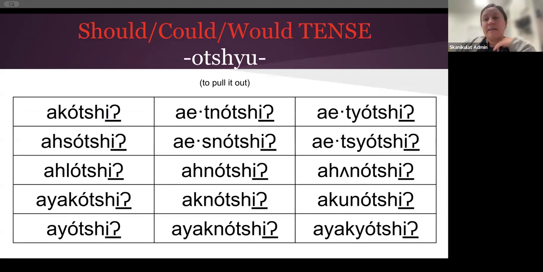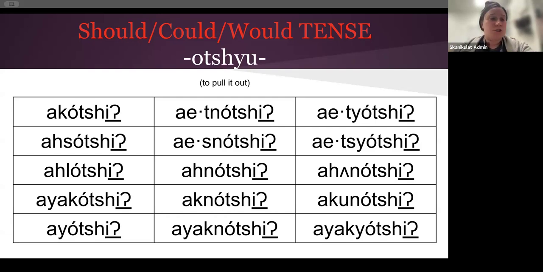Okay, let's do the last of the three tense changes. So this is the should, could, or would tense. I'm going to go through the pronunciation just for the table alone, the chart by itself, and then we'll go through the patterns of the prefixes and then the meanings.